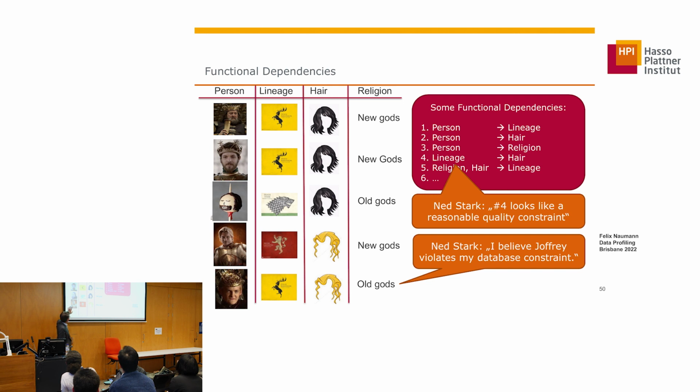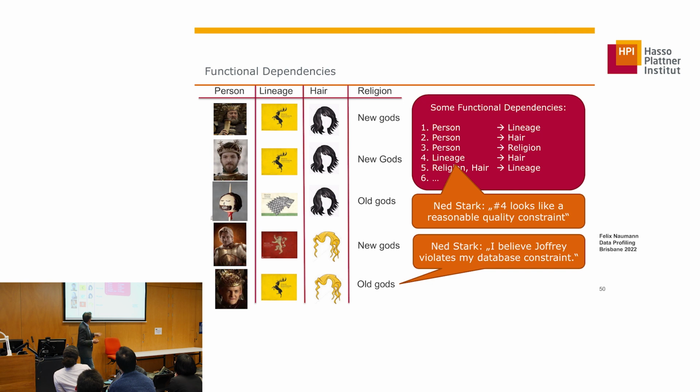So first of all, the person determines the lineage. This is obvious. So given a person, you know that person's lineage because the person is the key. The key functionally determines everything else. So that's not a surprise, right? We have a key here, and so obviously if I know, you know, I don't know what their names are, Jamie, then it's clear what lineage he has, what hair he has, what religion he has, etc. Right?